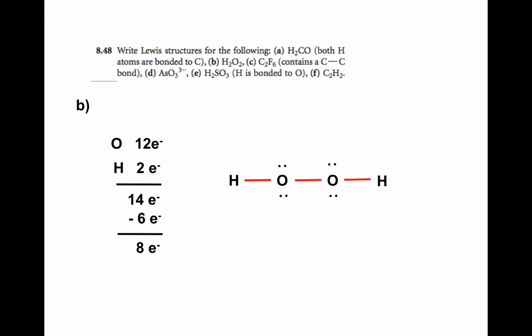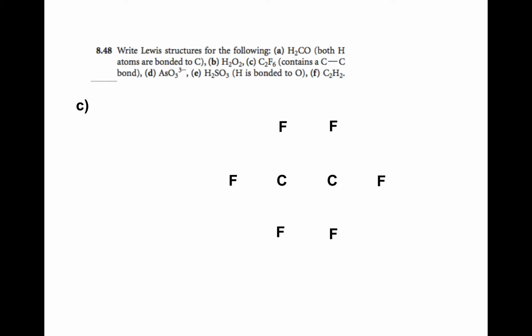All right, C, C2F6. The constitution for this is we have 2 centers around each of the carbons, and the fluorines are connected to the central carbon. So we have a carbon-carbon single bond here. We count up the valence electrons. We have 6 fluorines, each of them having 7 valence electrons, so that adds up to 42. And we have the 2 carbons, 4 valence electrons apiece, so that adds up to 8. When we add them together, we have 50 electrons to play with.